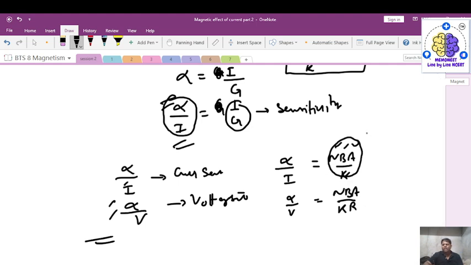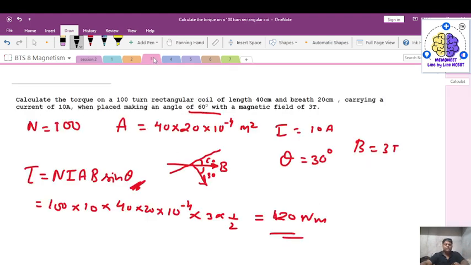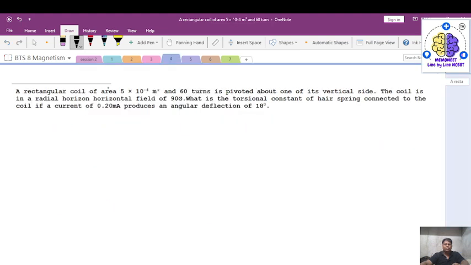But it is difficult to change B and A, while it is easy to change the number of turns in the coil. So simply by changing the number of turns in the coil, we can change the sensitivity of the galvanometer, right? The current sensitivity and the voltage sensitivity are the deflection per unit current or per unit voltage, that is degree per ampere, right? To understand better the current sensitivity or the voltage sensitivity, let's solve a numerical.